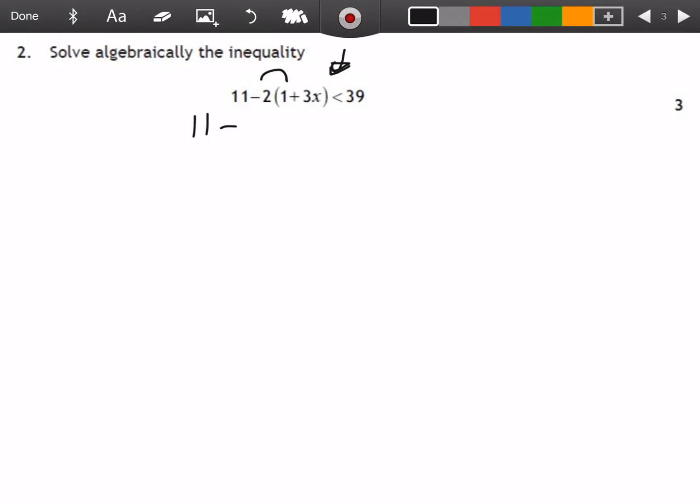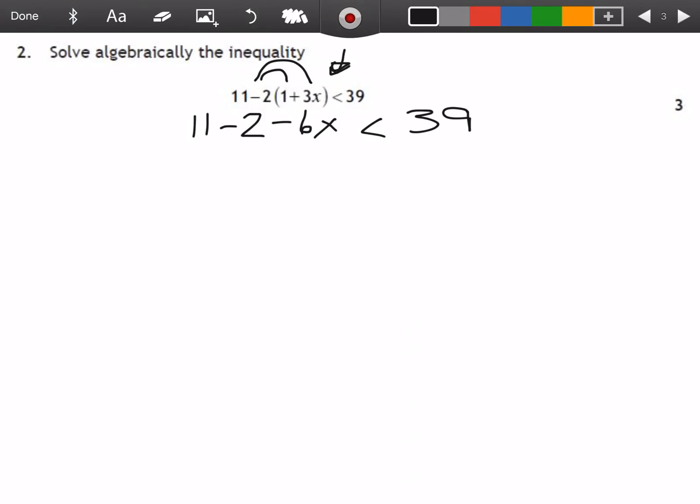Now remember, we're multiplying out this bracket. Think of it as a negative 2 times 1. Negative 2 times 1 is negative 2. Think of it as a negative 2 times the positive 3x. Negative 2 times a positive 3x would give us a negative 6x. So that's multiplied out the brackets. Less than 39.